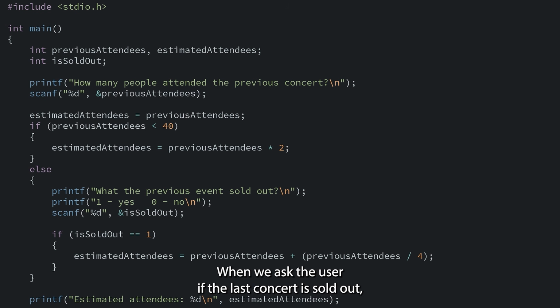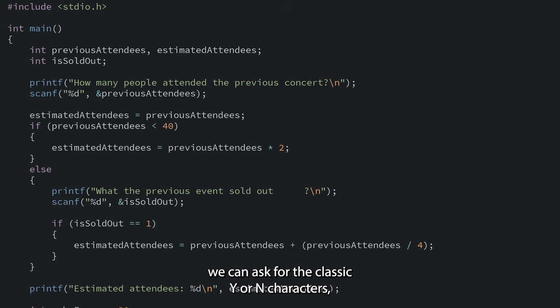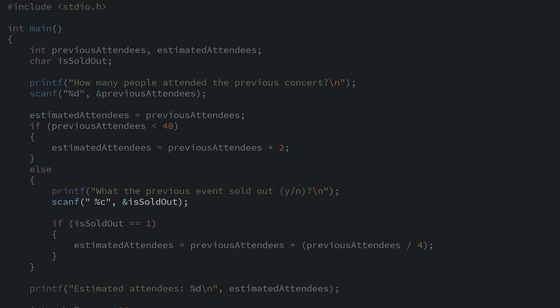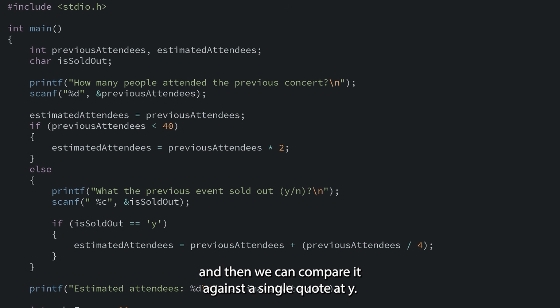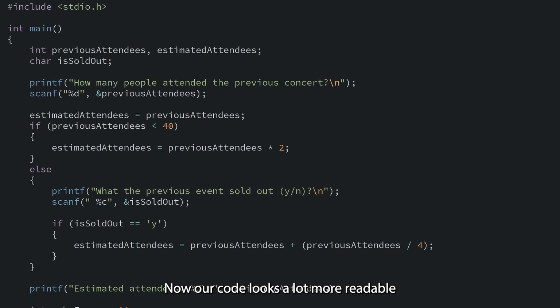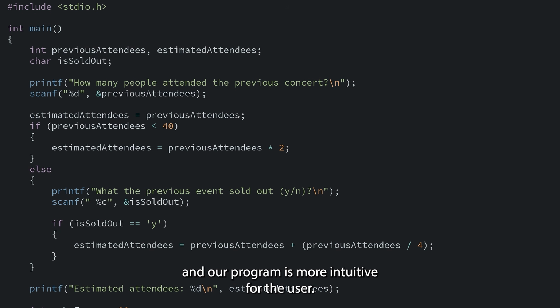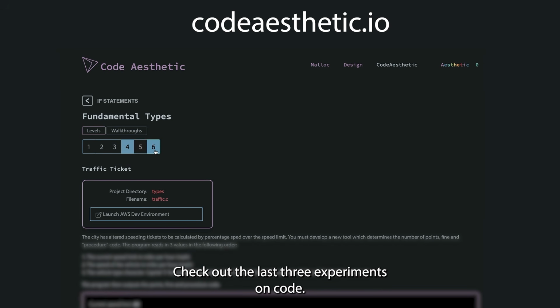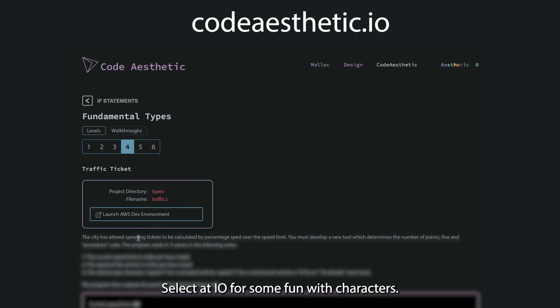When we ask the user if the last concert is sold out, we can ask for the classic Y or N characters, and then we can compare it against a single quoted y. Now our code looks a lot more readable, and our program is more intuitive for the user. Check out the last 3 experiments on codeaesthetic.io for some fun with characters.